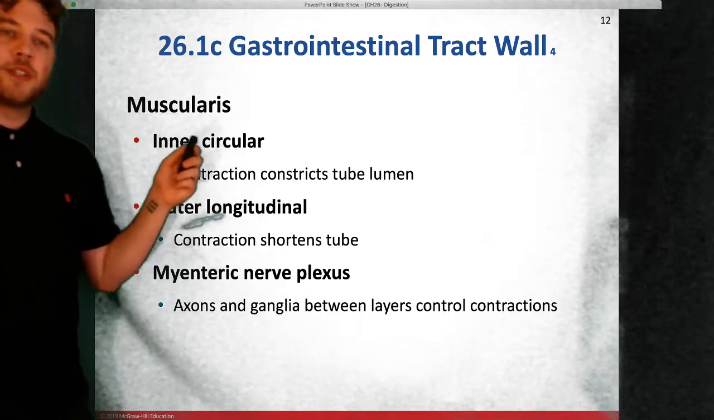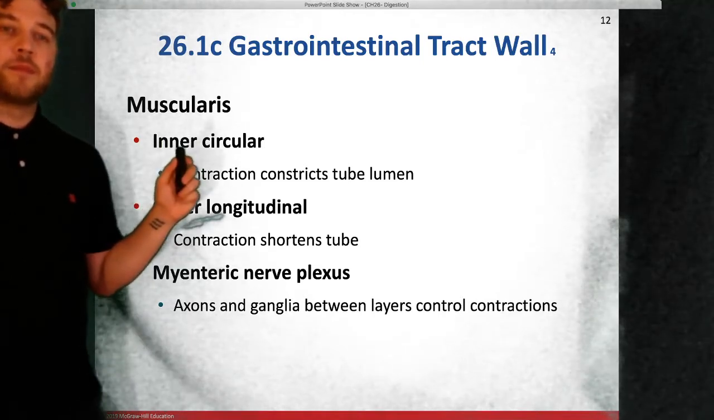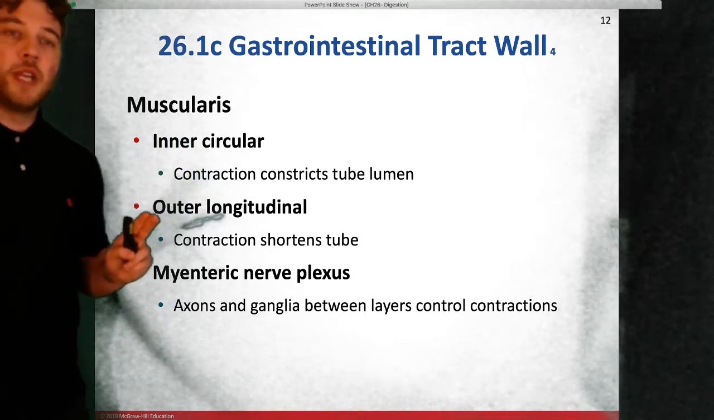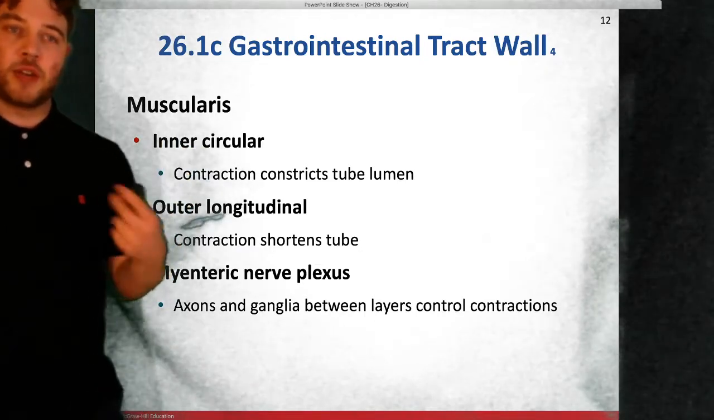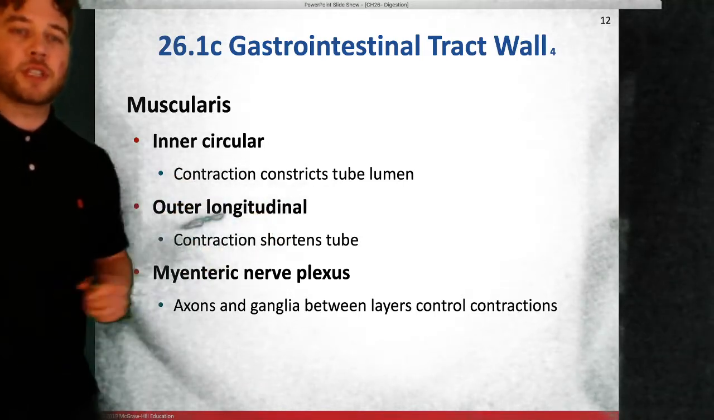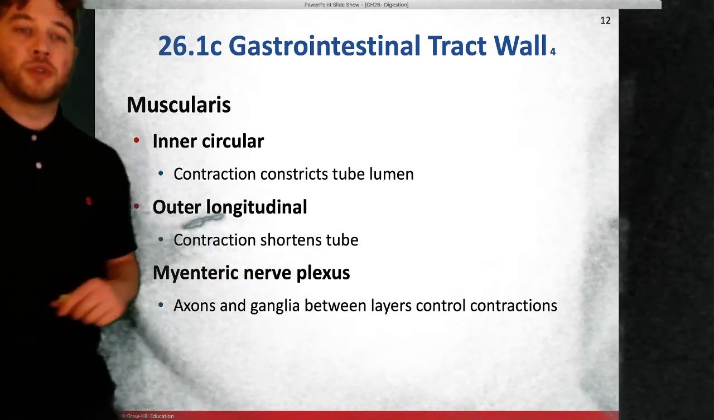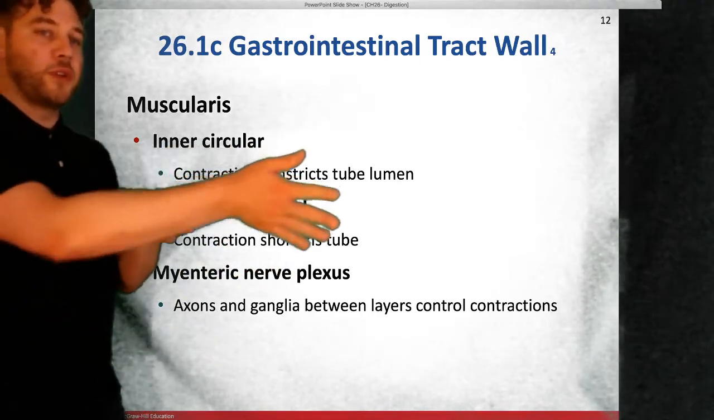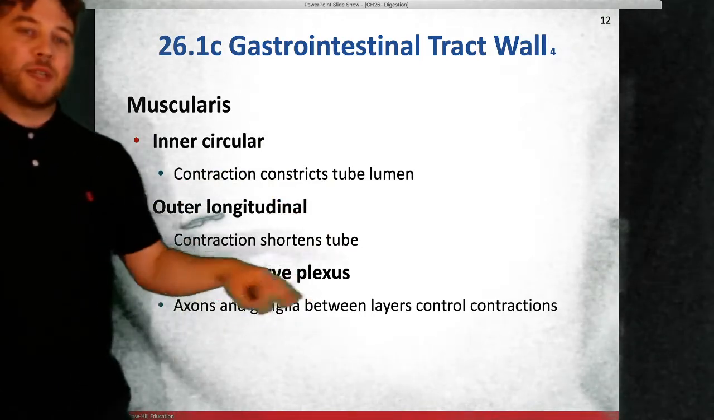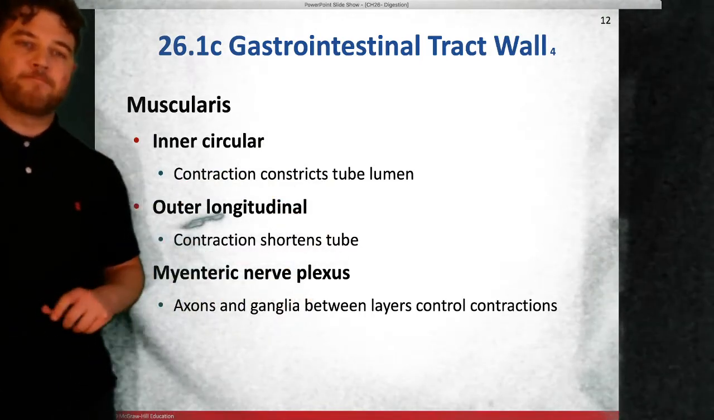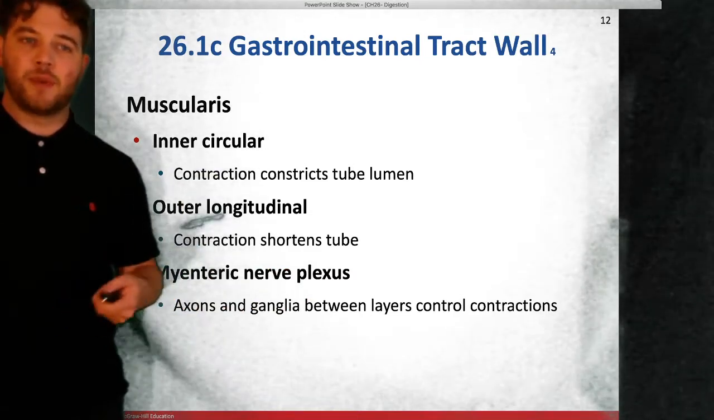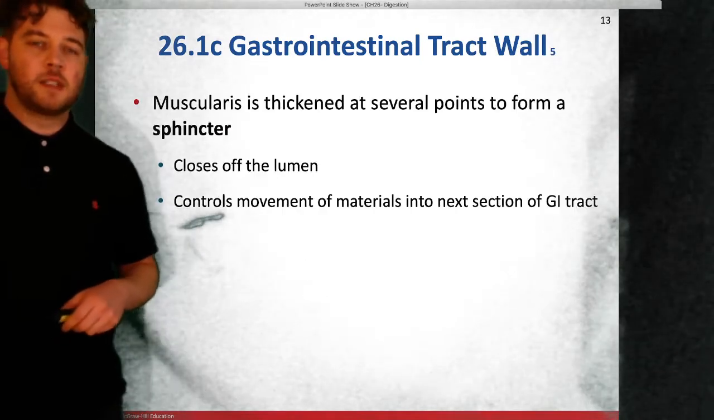Deep to the submucosa is your muscularis. It has typically just two layers, your inner circular and your outer longitudinal. We'll see that in the stomach there is an oblique layer. There's a third layer for further mixing and churning. The inner circular constricts the tube of the lumen, and the longitudinal will shorten it. Together, these will move components through. There is a myenteric nerve plexus with axons and ganglia between layers to control those contractions. So the muscularis layer has its own nerve network for controlling those contractions.